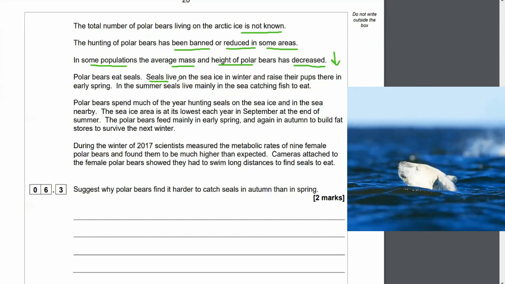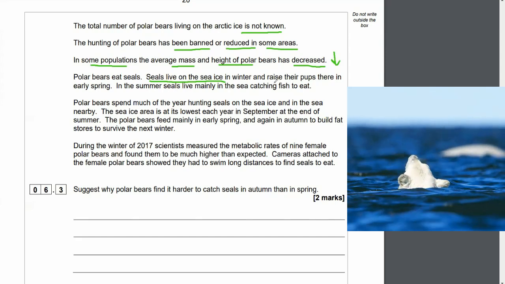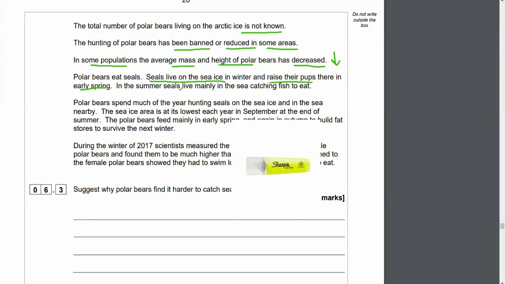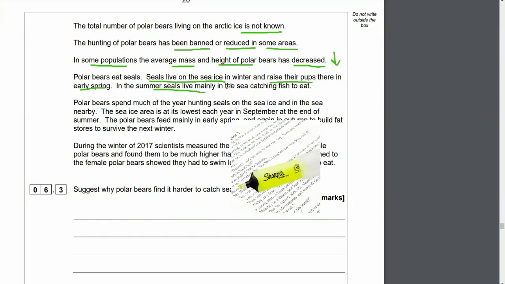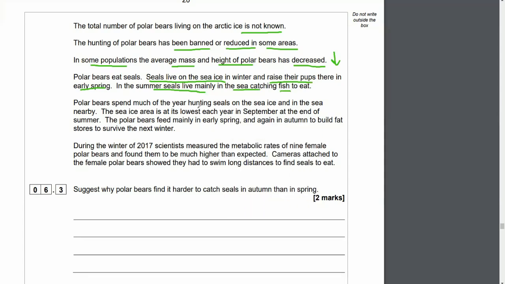Okay, let's highlight some of the key points that are going to help us with this comprehension question. It's good to highlight key facts in these comprehension questions. They help you keep focused in the exam. And when you come to answering the questions, they obviously help you pick out bits that are important for your answers.